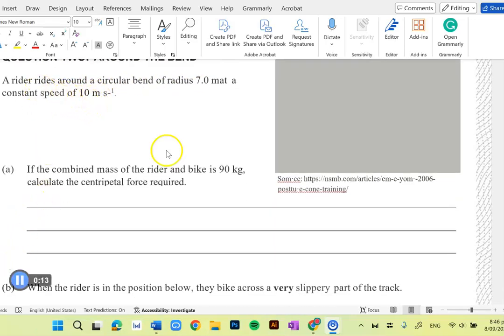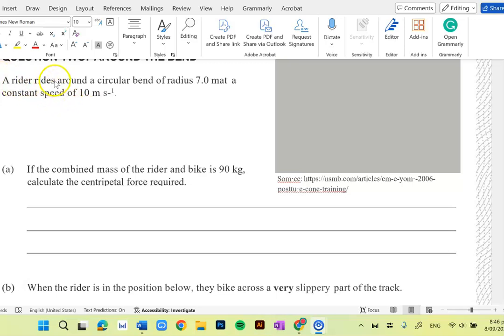A rider rides around a circular bend of a radius 7 meters, don't know why it says mat, at a constant speed of 10 meters per second. Question A. If the combined mass of the rider and bike is 90 kgs, calculate the centripetal force required.